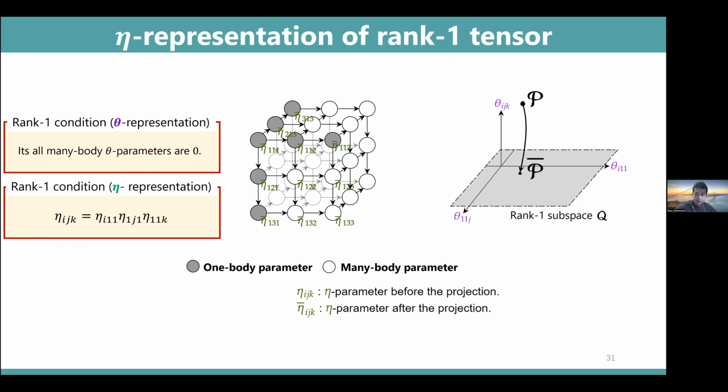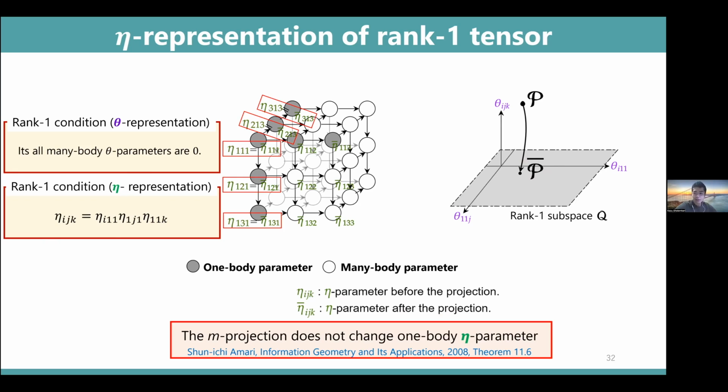In the following slides, eta is the expectation parameter of the input tensor, and eta bar means the eta parameters after the projection. We will show all of eta bar can be obtained from eta. Let's see that. We perform the projection that makes all many-body theta 0. In this projection, the one-body eta parameter does not change. It means that the value of one-body eta bar is the same as one-body eta.